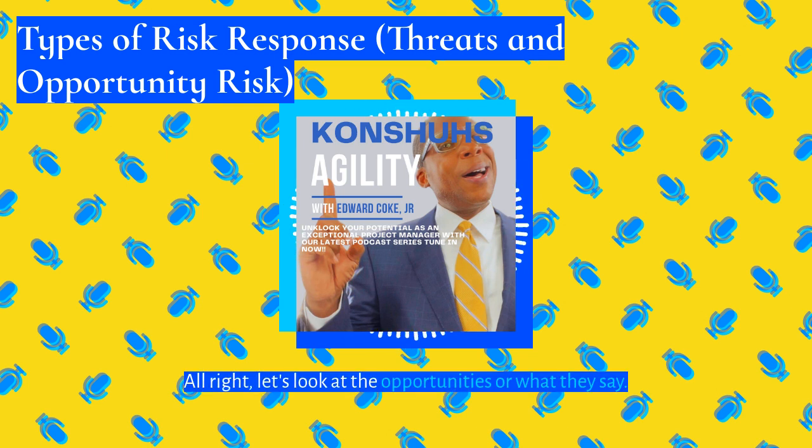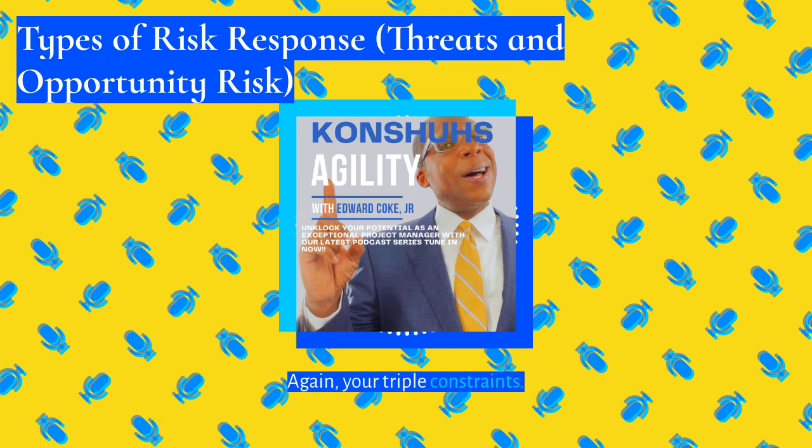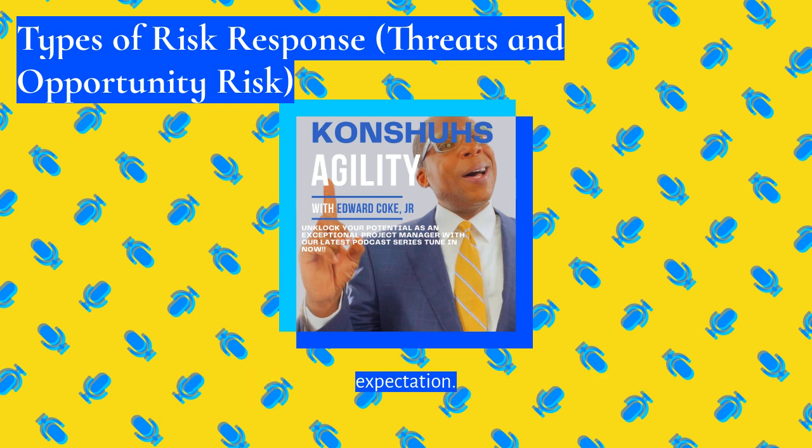All right, let's look at the opportunities, or what they call positive risks. Opportunities are uncertain events or conditions that, if they occur, can have a beneficial effect on one or more project objectives, such as time, cost, scope, or quality. Again, your triple constraints. They represent potential positive impacts that can be leveraged to bring added value to the project, such as completing work ahead of schedule, delivering under budget, or exceeding stakeholder expectation. That last one is what I love, stakeholder expectation.